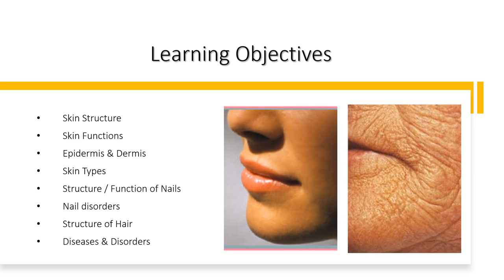We're going to look at the learning objectives of the skin. We're going to look at its structure, its function, where the epidermis and dermis is and what differences there is between the two, the different skin types, the structure and function of the nails, nail disorders, the structure of the hair and the different types of hair, and also the diseases and disorders of the skin. And there are quite a lot of them.